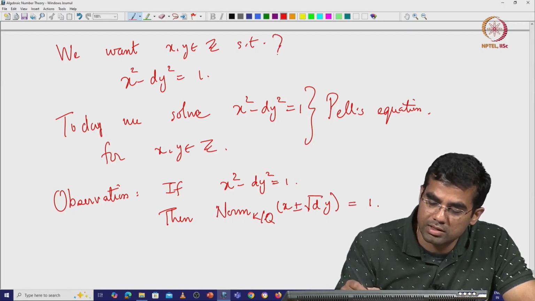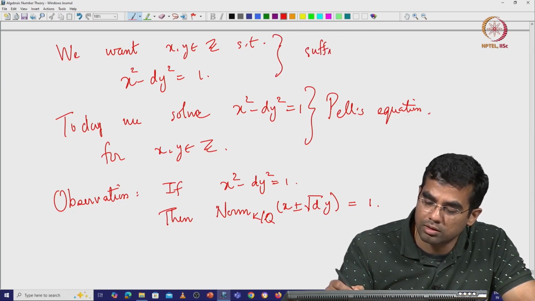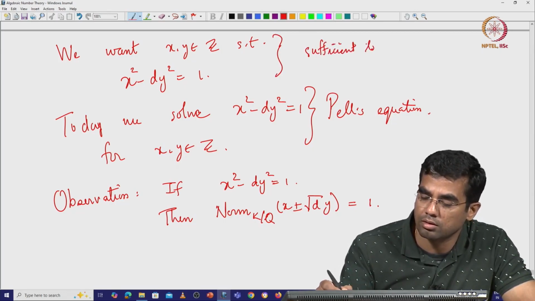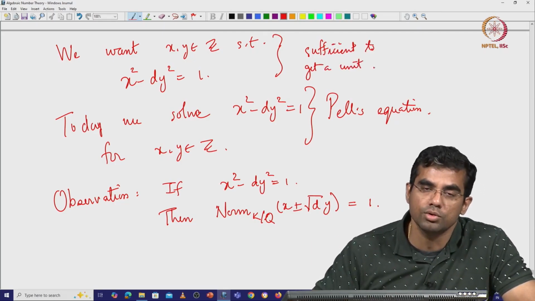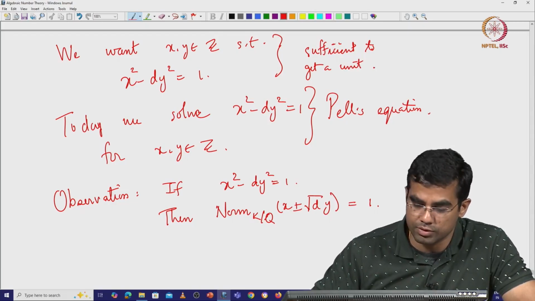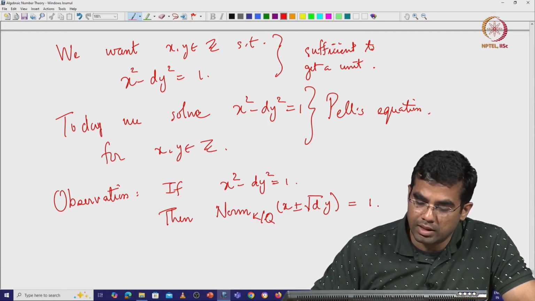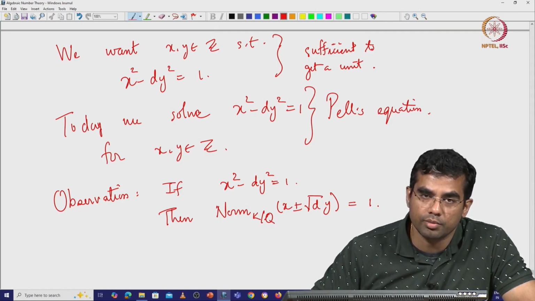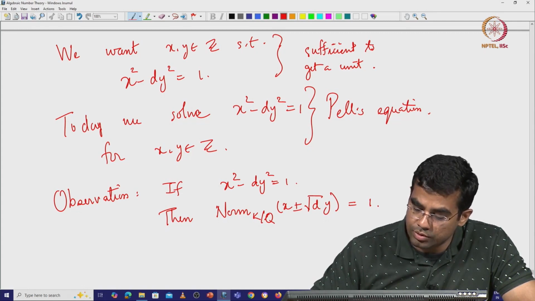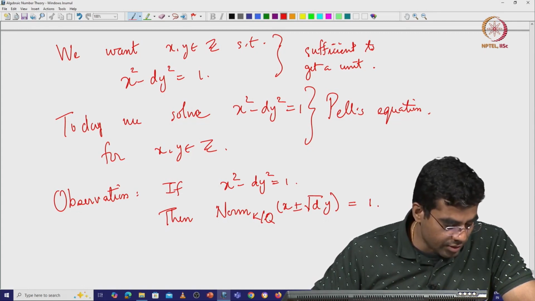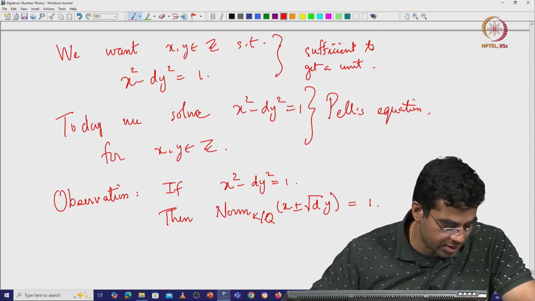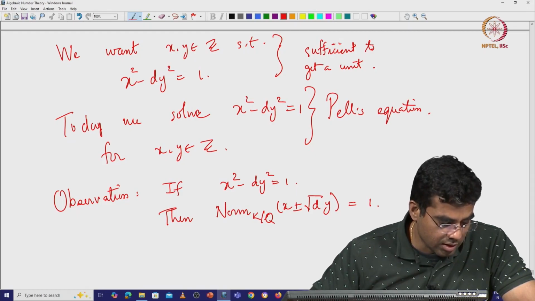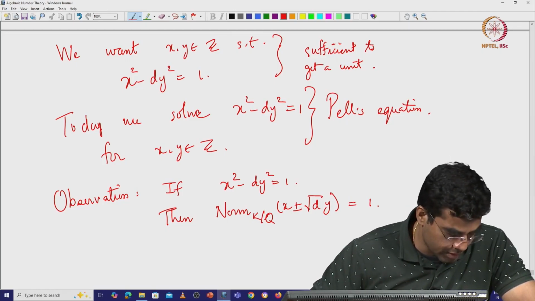By the way, I should say that this is sufficient to have a unit, but it is not necessary, because a unit could also have norm minus 1. And as I said, x and y need not always be integers for things to be in O_K. All right. So, in any case, we are going to use the sufficient condition to find some solutions, and then hopefully we will have a way to patch these things together to get all solutions.